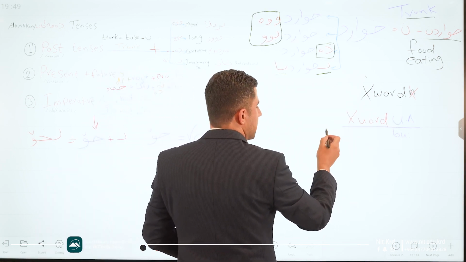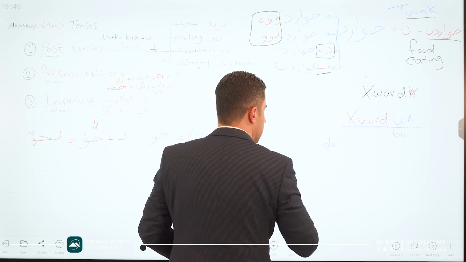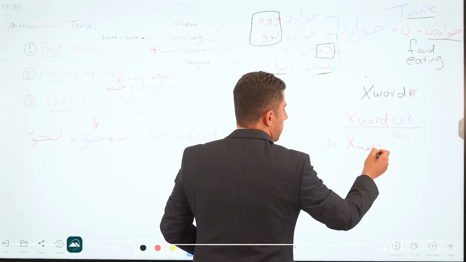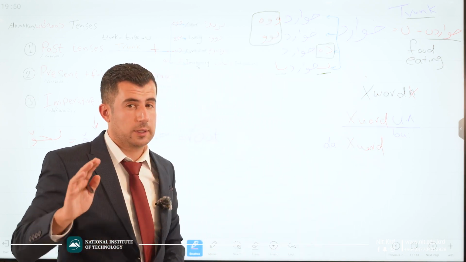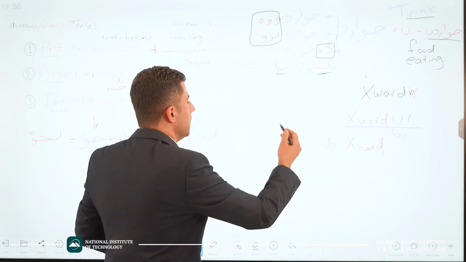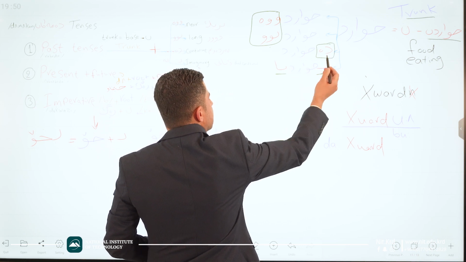But we say that we have to add da before the trunk of the verb. Right now, we have to say da, and then we have to write down khwart. The khwart. Past continue. Here is da khwart, which is past continue.